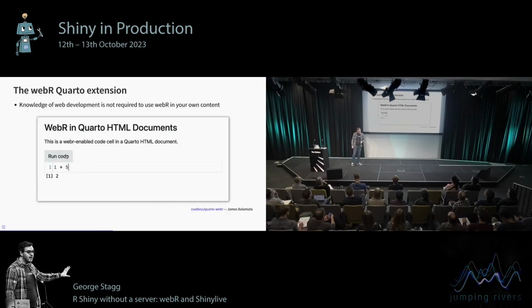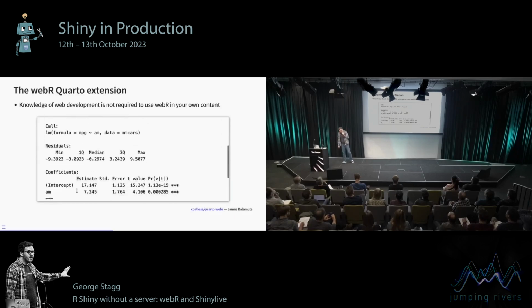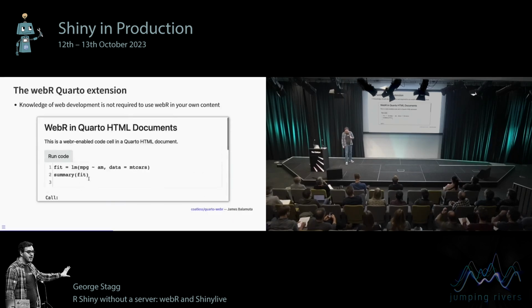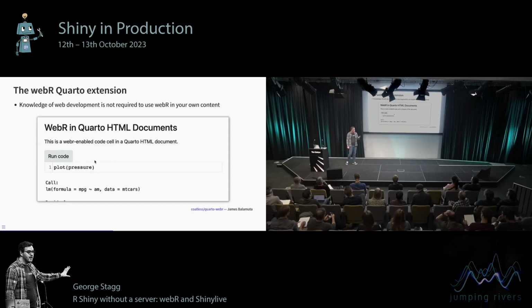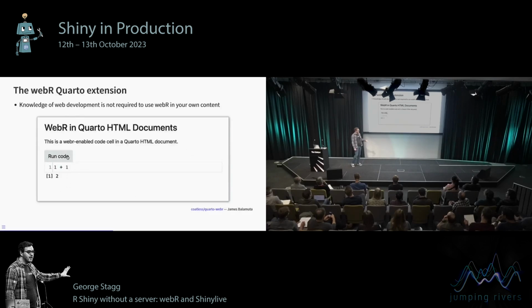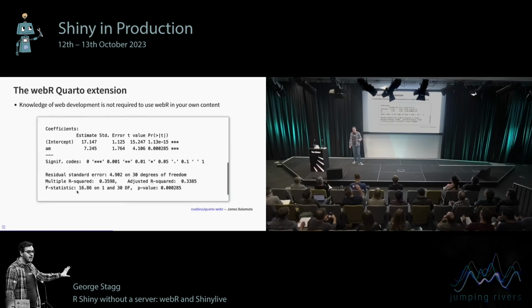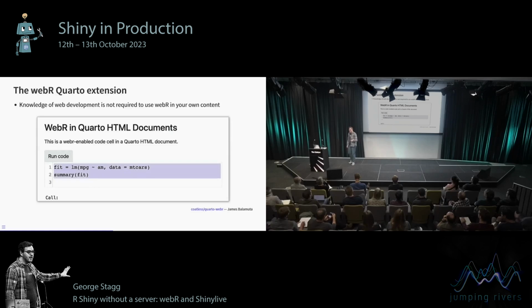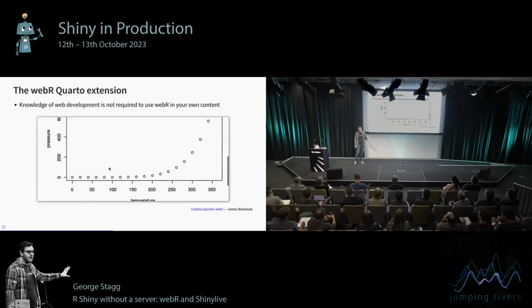Another useful thing for webR is a Quarto extension that I didn't actually write. Someone else wrote it. James Balamuta wrote this, but the idea is that you can write a document in Quarto and have these runnable code blocks that you can edit your R code on the fly, click a button and see the results. So you can imagine this is really useful for teaching, because it means that if a student or a learner is on a page and is taught an algorithm or how to use a piece of R code, they can click that button and see the results immediately.